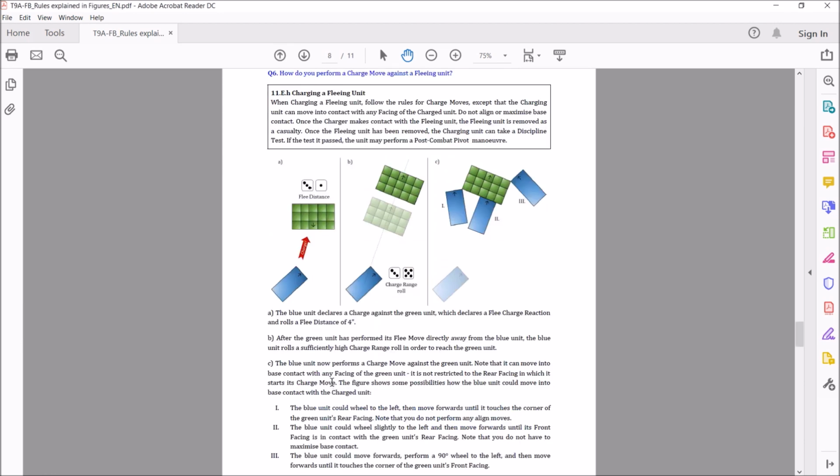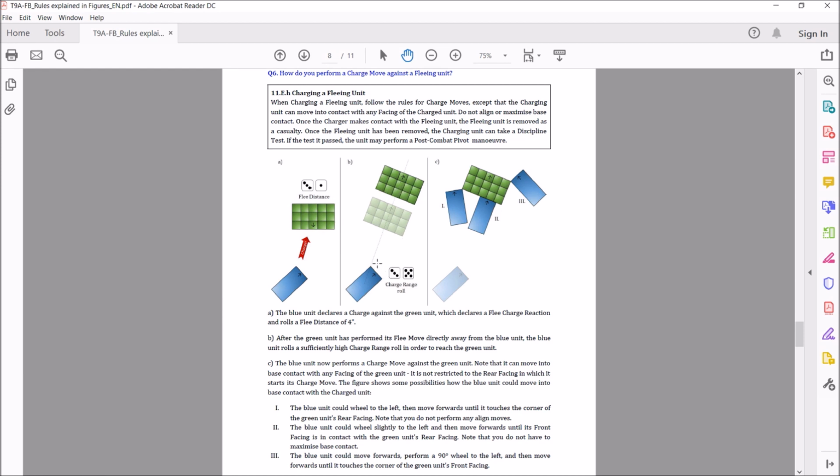So the first one is charging a fleeing unit. How do you perform a charge against a fleeing unit? Each one of these has the rule up top, then they give you some diagrams, and they explain what's going on. I'm not going to read it word for word, just kind of show you what we see in here. The green unit flees from the blue, ends up out here.